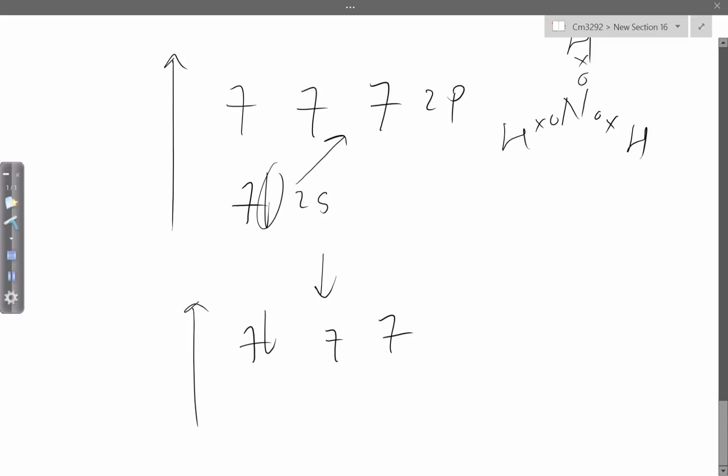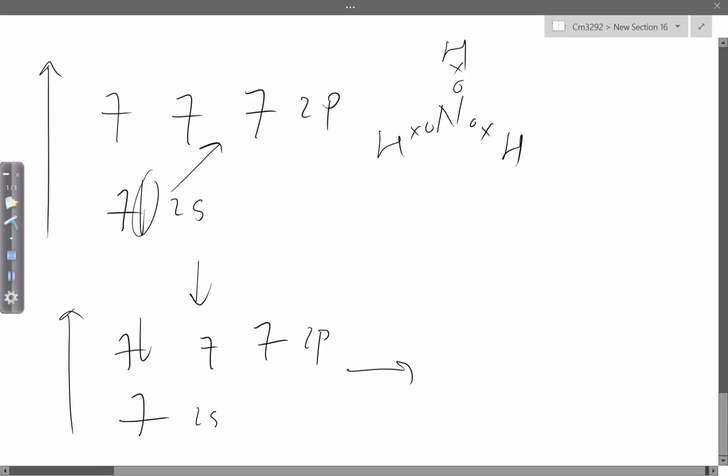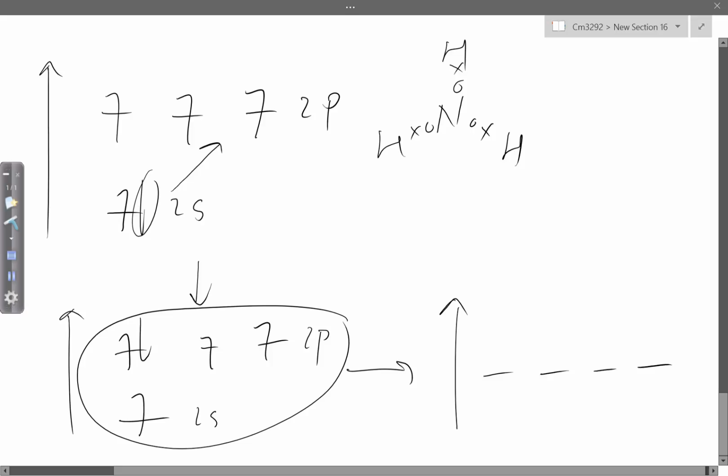Wait, yeah, correct. You have these species, right? 2s and 2p. So after hybridization, mixing all of them together, right? Before you mix, you have 4 orbitals. After you mix, you also have 4. Before you mix, you have 1, 2, 3, 4, 5 electrons. After you mix, you also have 1, 2, 3, 4, 5 electrons, right?